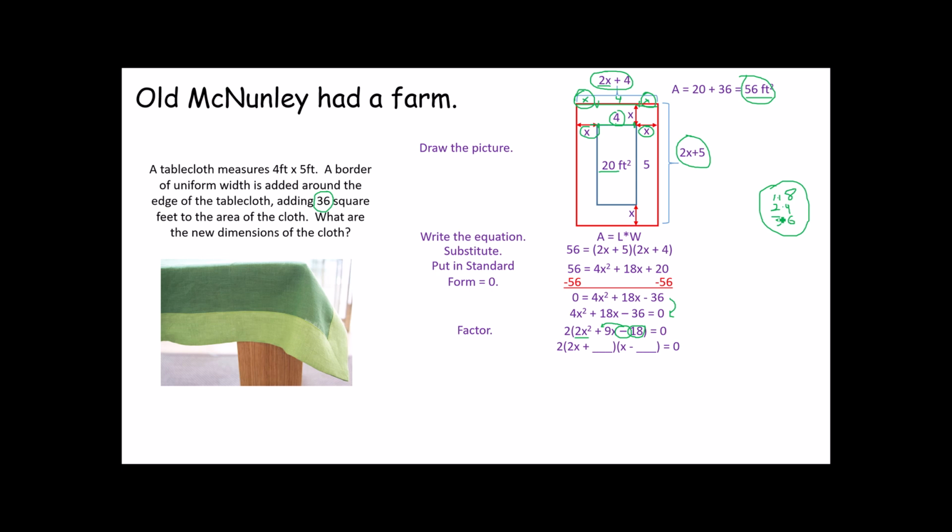You could go through, and I'm going to erase my ink here so it's less confusing. What I'm going to do is take this 2 and this 18, and I'm going to multiply those together and get a 36. And rather than looking for factors of 18, I want to look at the factors of 36. That's 1 and 36, 2 and 18, 3 and 12, 4 and 9, 6 and 6.